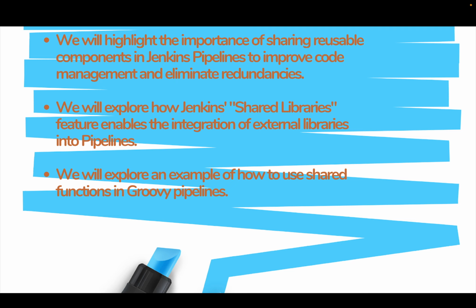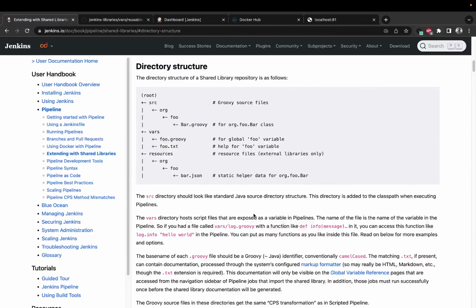But first, let's begin by understanding the concept of Jenkins Shared Libraries and some general recommendations. For that, I will browse to its documentation. The structure of a shared library typically looks like this. We have the src, which usually includes the implementation of the custom functions, variables, and classes that you want to share or reuse along your pipeline.